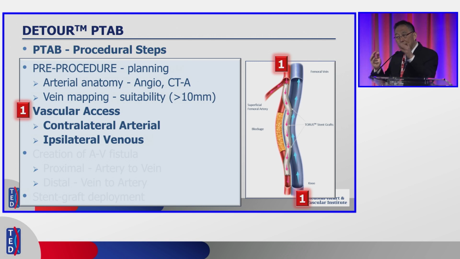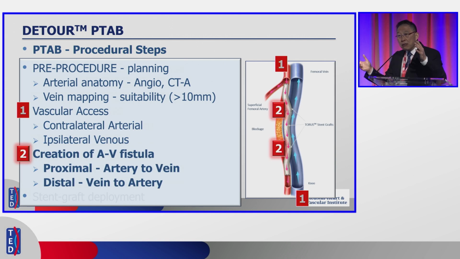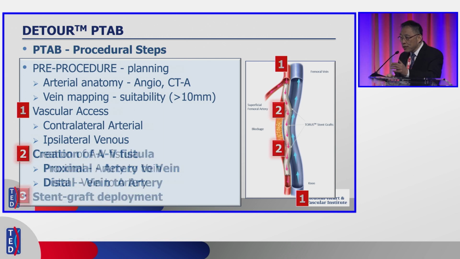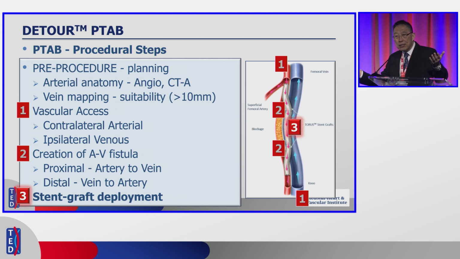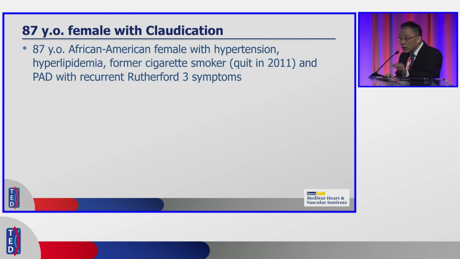First is the access. So you get contralateral arterial access, marked as one. Then after that, all I have to do is create a fistula between the artery and the vein, then distally from vein back to the artery. So that's the concept. Then, of course, after that, you deploy the stent graft, and then that's it.